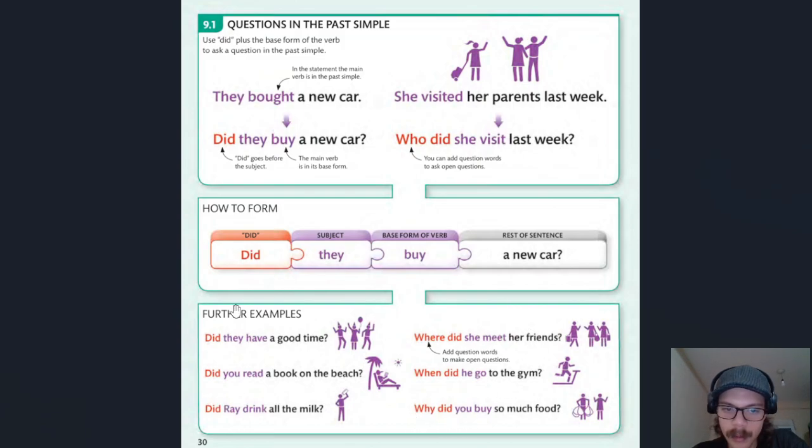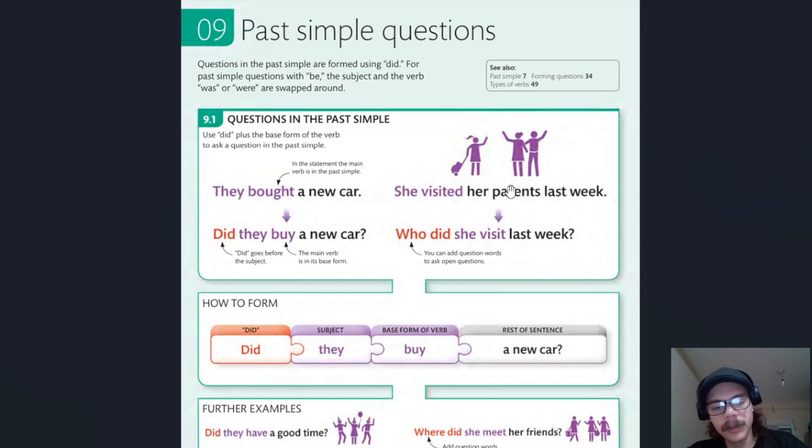Okay, so again, you'll notice they all have the same structure. Start the question with did, have the person, and then have the verb in the base form. And if you want to make it open, use a question word at the beginning. Let's move on to the final page.